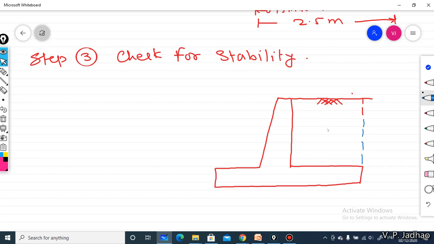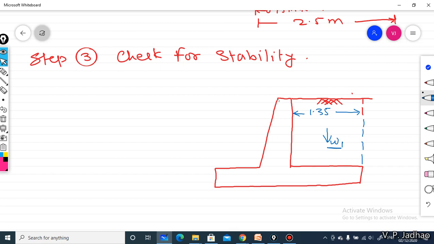So the weight of this soil mass, let us consider this is shown by W1, and it will be acting at the center, or 1.35 by 2. This is 1.35. It will be acting at a distance 1.35 by 2 from the face of this retaining wall. Let us consider this as W1, that is the weight of your soil mass on the heel slab.